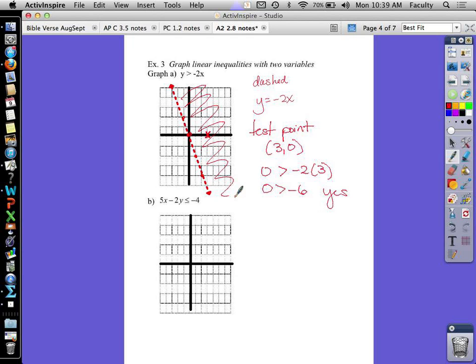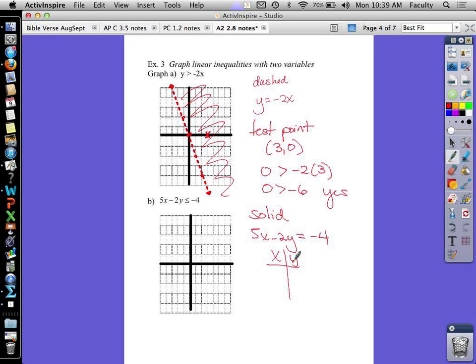All right, here we go. Letter B, 5x minus 2y less than or equal to -4. Jaslyn, what's step 1? Okay, solid or dashed? So this is solid. Carmel, what's step 2? To change the inequality symbol to an equal and graph that. Okay, change the inequality symbol to an equals and graph the line.